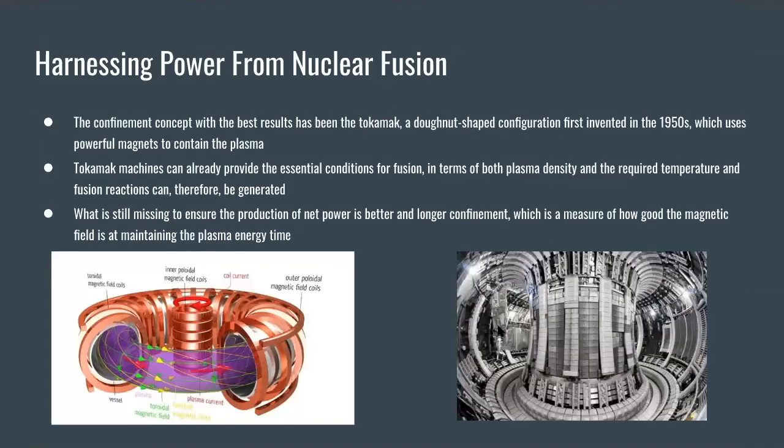To date, the confinement concept with the best results has been the tokamak, a donut-shaped configuration first invented in the 1950s, which uses powerful magnets to contain the plasma. Tokamak machines can already provide the essential conditions for fusion in terms of both plasma density and the required temperature, and fusion reactions can be generated. What's still missing is to ensure the production of net power, which requires better and longer confinement, a measure of how good the magnetic field is at maintaining the plasma energy time.